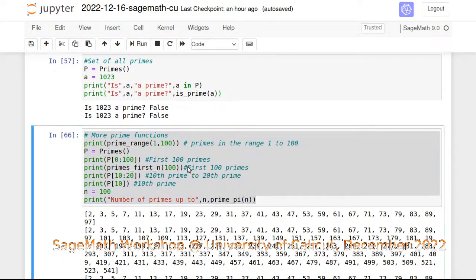Okay, one more thing. We know that primes are in the form either 4n plus 1 or 4n plus 3, because every prime other than 2 is an odd number. Therefore, if you divide an odd number by 4, the remainder is going to be either 1 or 3. So primes can be categorized into either 4n plus 1 primes or 4n plus 3 primes.